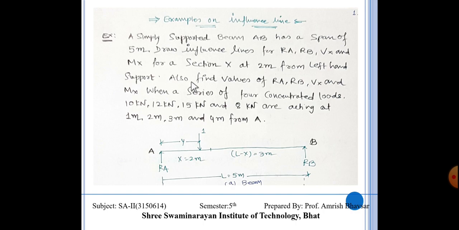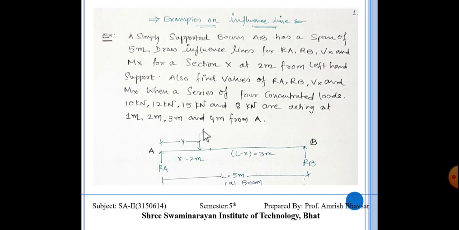Also find the value of RA, RB, Vx and Mx when a series of 4 concentrated loads, 10 kilonewton, 12 kilonewton, 15 kilonewton and 8 kilonewton, are acting at 1 meter, 2 meter, 3 meter and 4 meter from support A. So first of all we have to draw the influence line diagrams.